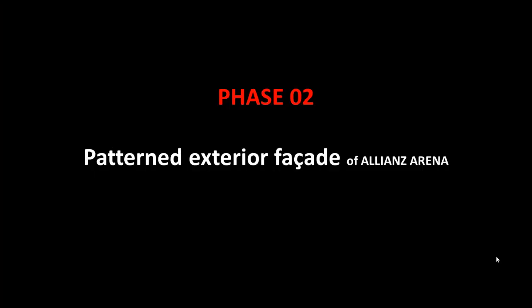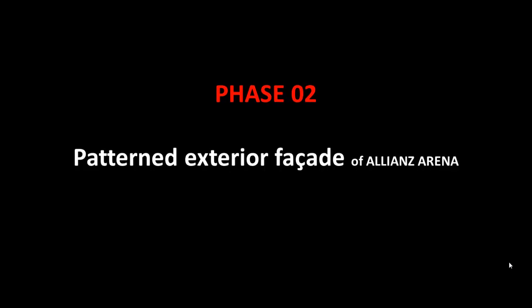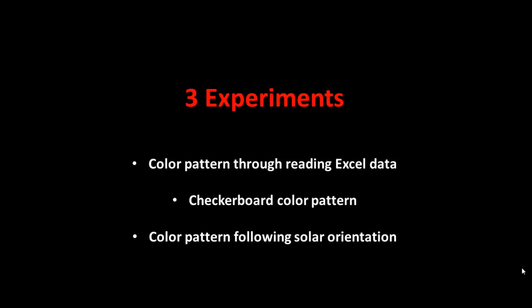Now let's move on to phase 2 of the project. In this phase, a few sets of code have been created to automate the color changeability of external facade panels. Among the 3 experiments, the first one is change in color pattern through reading Excel data. Secondly, changing color in a checkerboard pattern surface. And thirdly, changing exterior surface color following solar orientation.